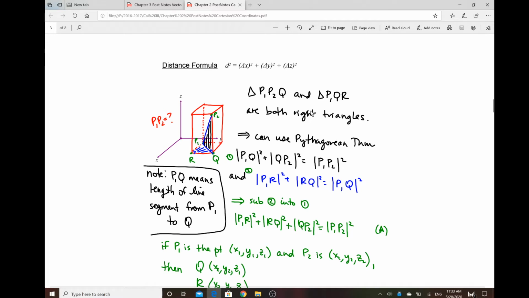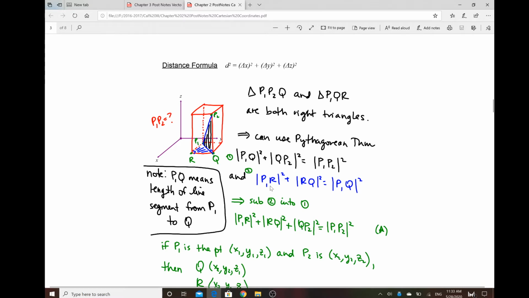Let's say we have a rectangular prism. As you can see, we have cross-sectional areas that are right triangles. One is P1, P2, and Q. The other triangle is P1, Q, R. The one with the shaded region, the blue and the black. They are both right triangles, so we can use the Pythagorean theorem. (P1Q) squared plus (QP2) squared equals (P1P2) squared. That would be the first equation.